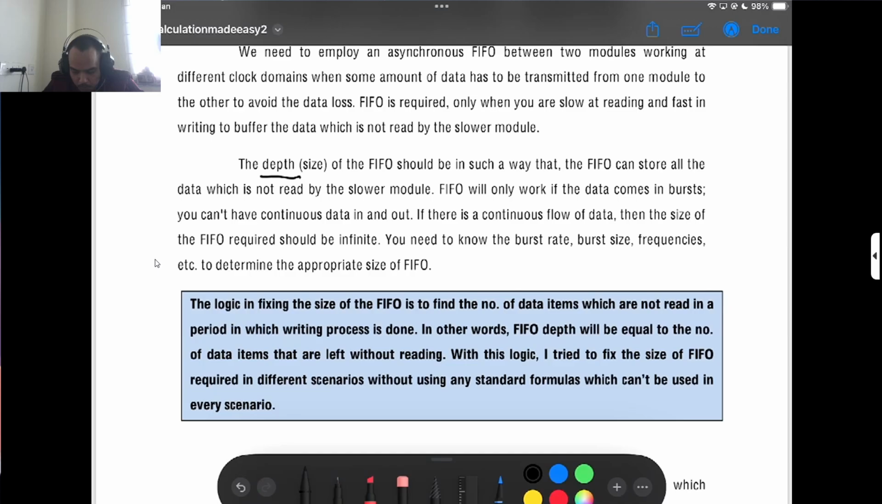You need to know the burst rate and burst size. I have a little problem with my tongue, so I can't pronounce this word properly, but just understand. This is burst rate and burst size, frequencies, etc., used to determine the appropriate size of the FIFO.